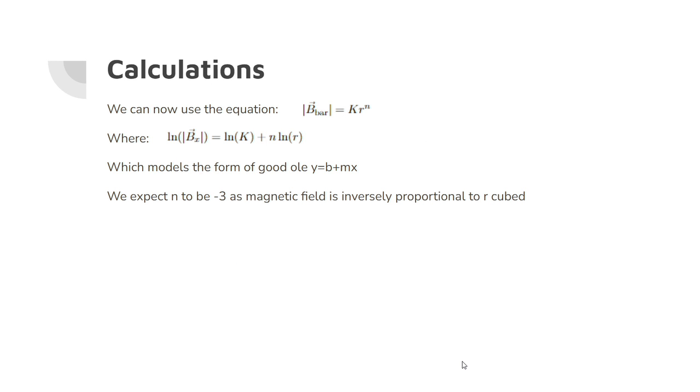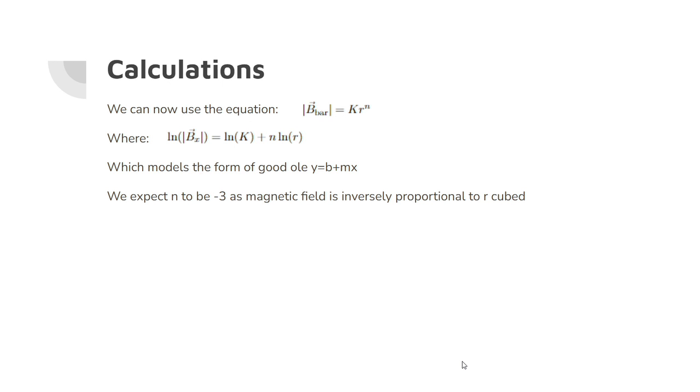This might look like an unfamiliar equation, and the reason for that is we are essentially using the general idea of a magnetic field equation, which is given as mu naught over 4 pi times 2 mu over r cubed. What I mean by that is K is just all those constants shoved into one variable, and r to the n represents to what power r is raised to be proportional to the magnetic field.